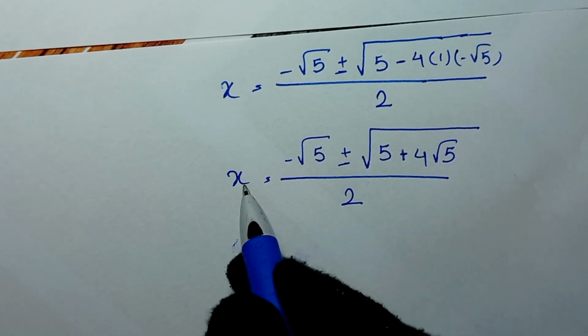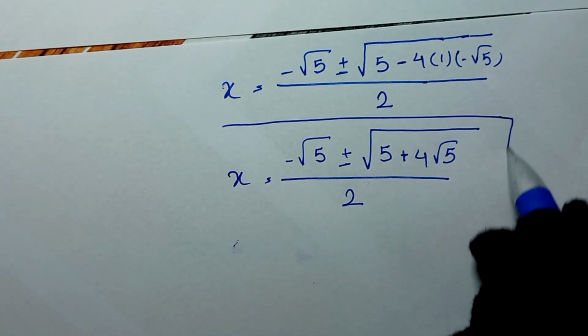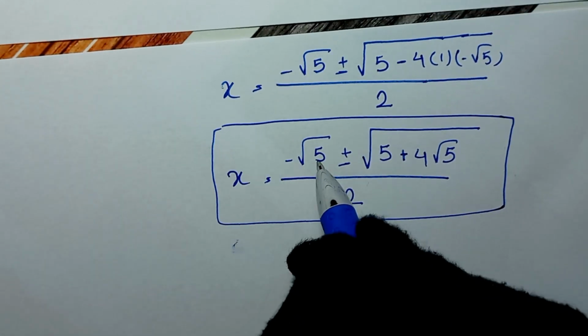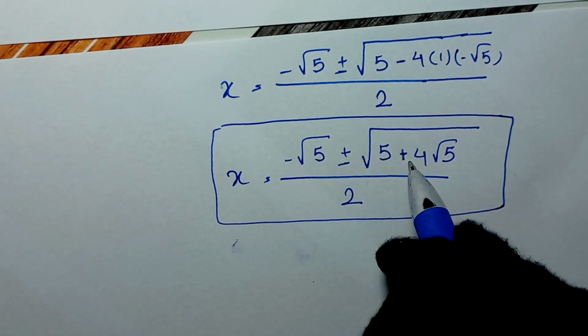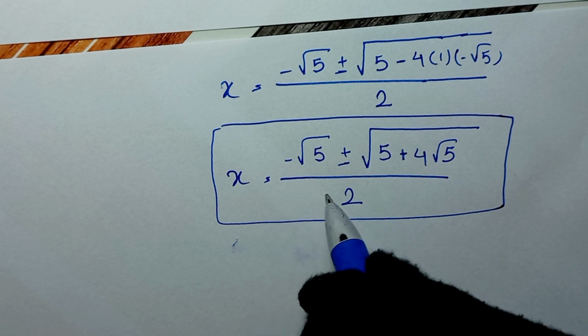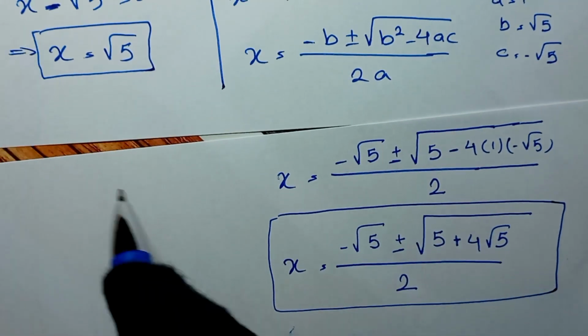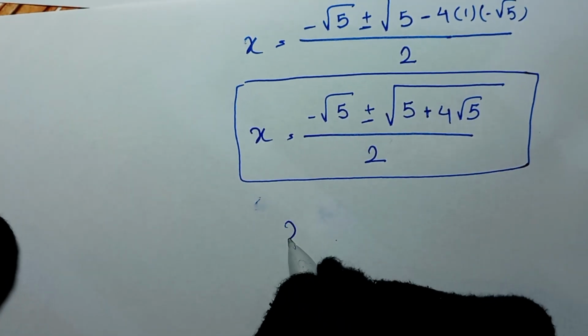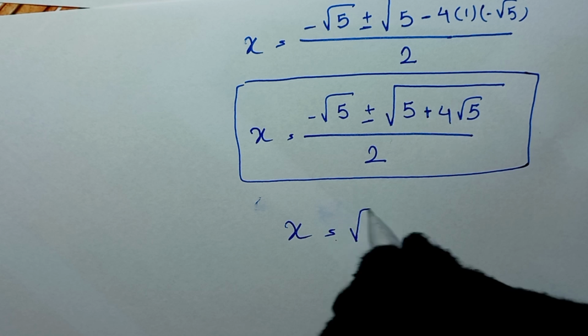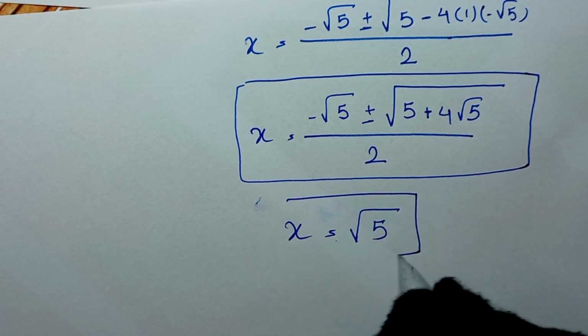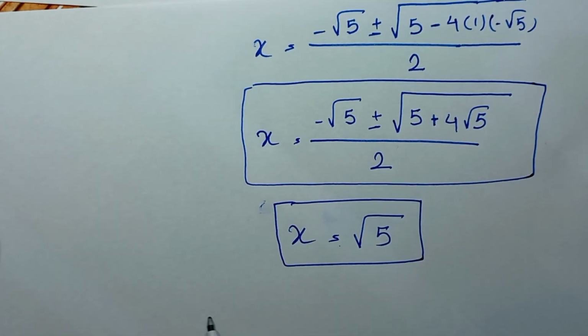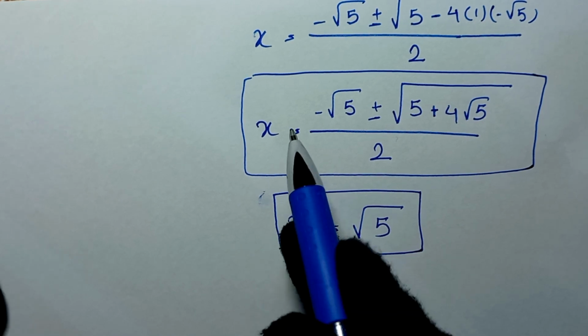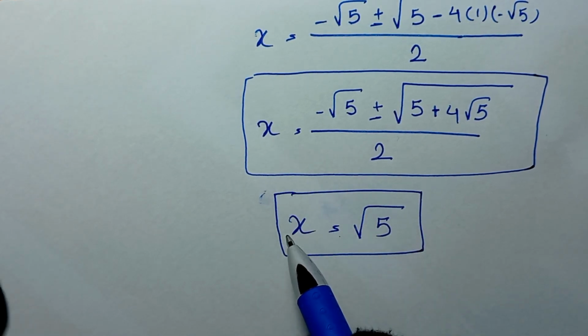So here x is negative square root of 5 plus or minus square root of 5 plus 4 square root of 5 over 2, and from here x is equal to square root of 5. So we write here x is equal to square root of 5, and we have 3 answers for x. Thank you for watching.